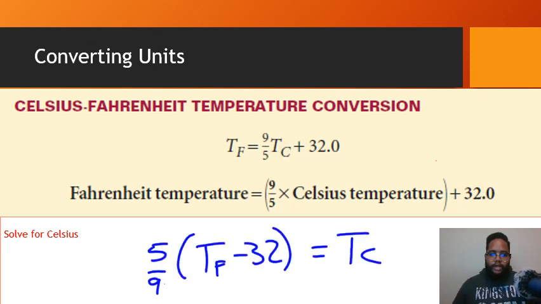So what I did here was I brought everything over and flipped the fraction. So now we have 5 over 9 times (TF minus 32). Now remember, PEMDAS is involved, so you have to do what's inside the parentheses first. So you have to subtract 32 first and then multiply by 5 over 9.